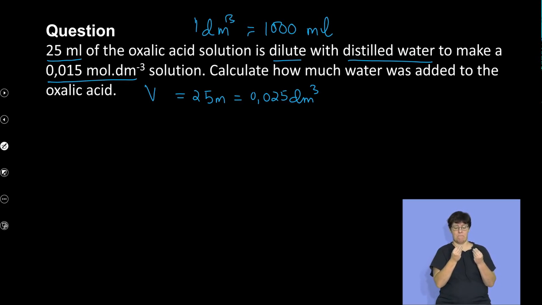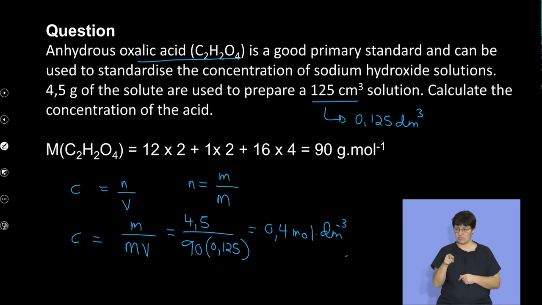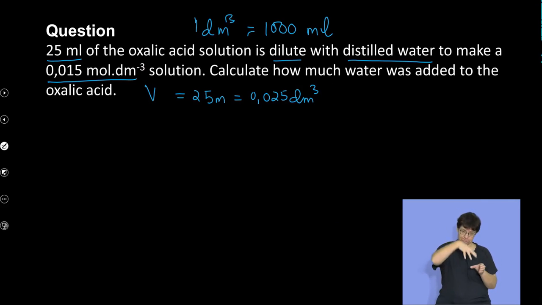So what do we know? We know that the concentration of this acid, we have managed to calculate, is 0.4 moles per cubic decimeter. Now, that concentration is diluted with an unknown volume of water to give a new concentration of 0.015. So that's why the concentration has decreased, because we have diluted. But what remains the same is actually the number of moles. Now the question demands us to calculate how much water was added to the oxalic acid.